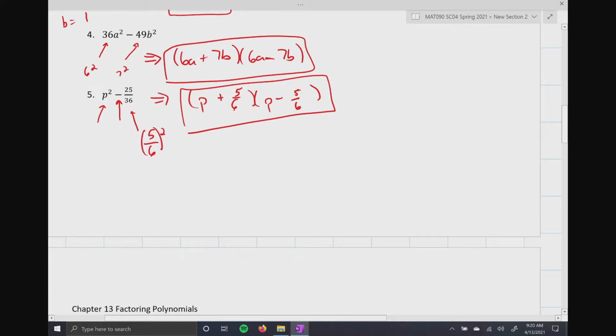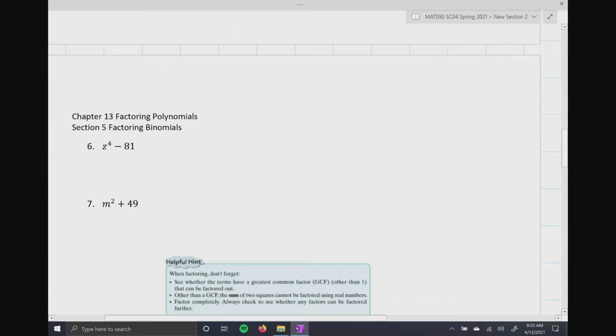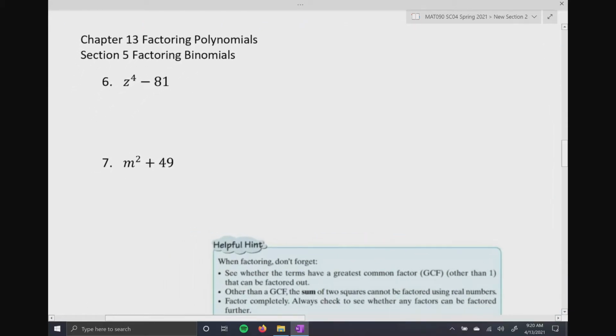All right, now I'm going to scroll up. So number 6, we got to be really careful. First, it's z to the 4th minus 81. Okay? This doesn't have the difference of squares look quite yet. All right? And what I mean by that is we are looking for z to the 2nd power, correct? I mean, that's what we really want.